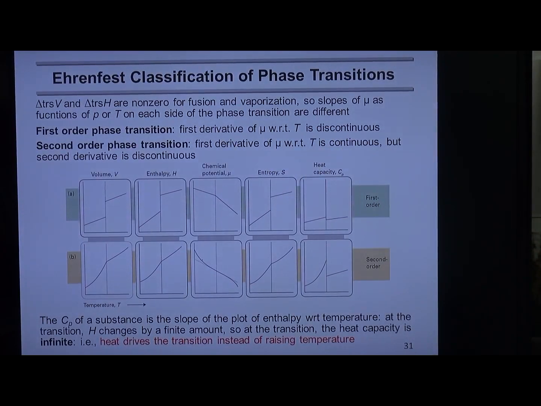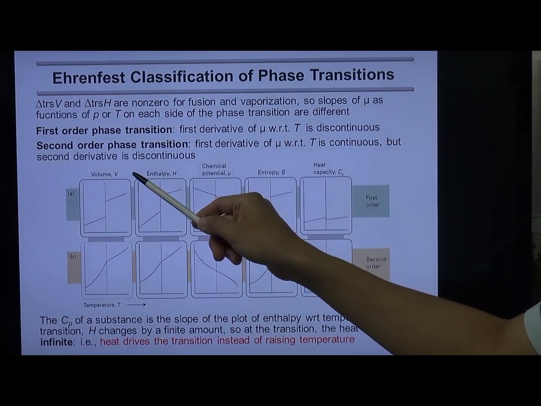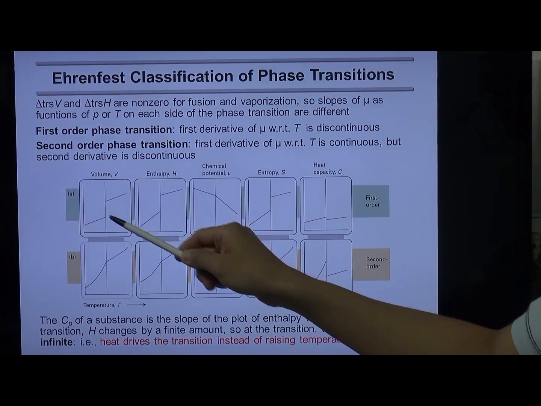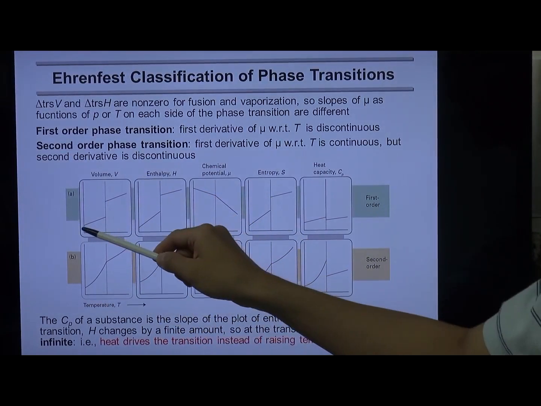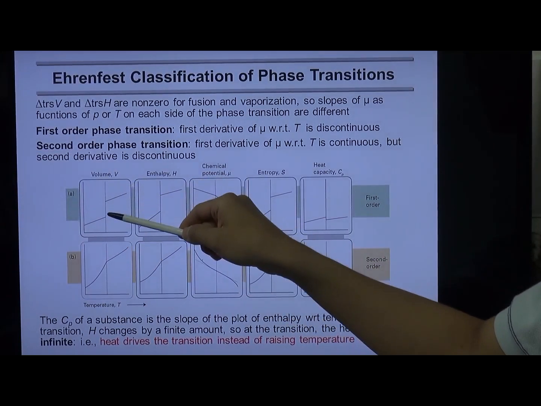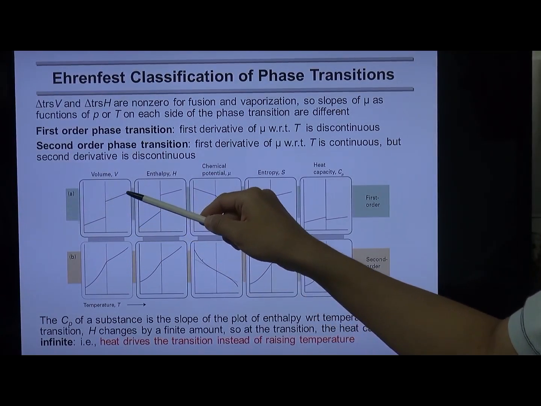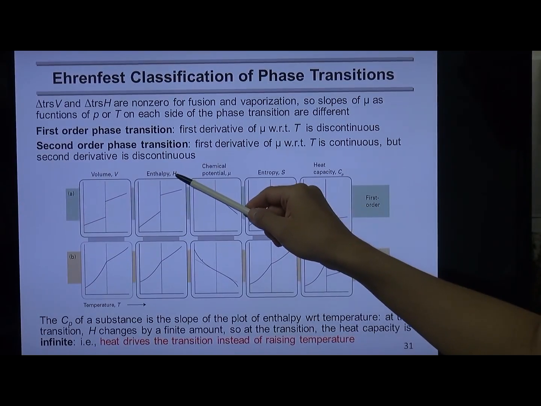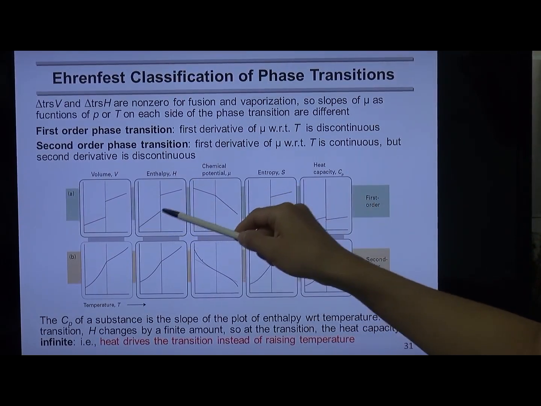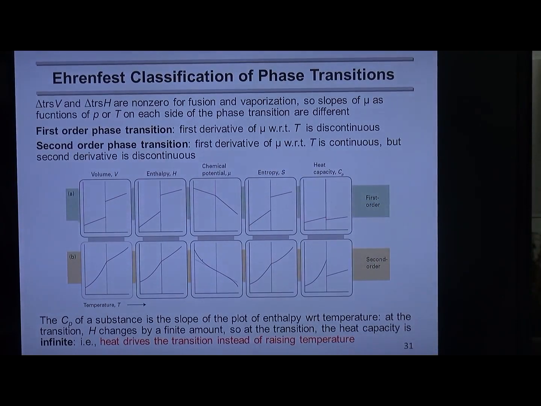For example, for a first order phase transition, volume, which is the first derivative of chemical potential, has a discontinuous value, right? As a function of temperature, it increases, and at the phase transition temperature, it jumps and shows discontinuous behavior. Similarly, enthalpy and entropy all have discontinuous behavior at this phase transition temperature. Okay? Right?